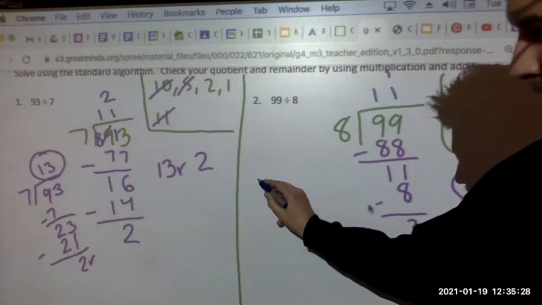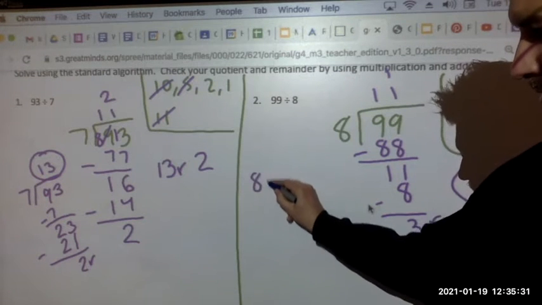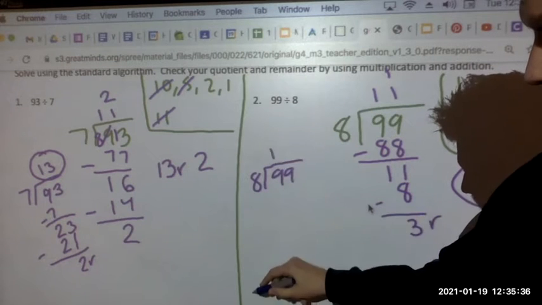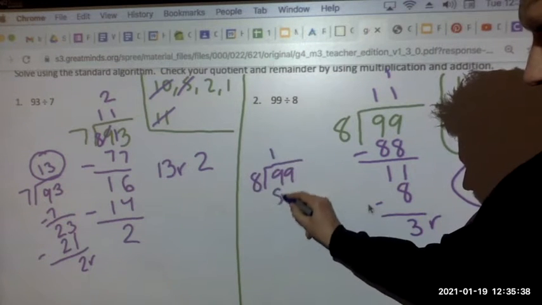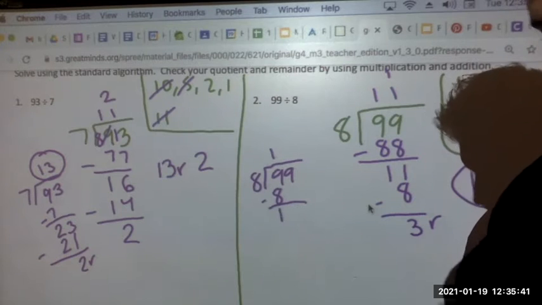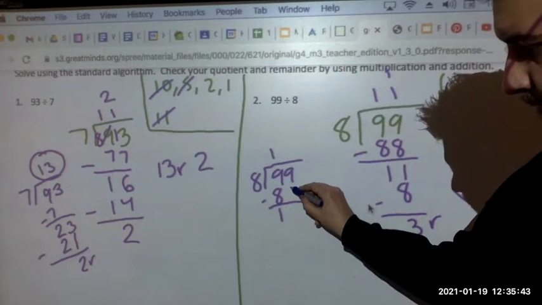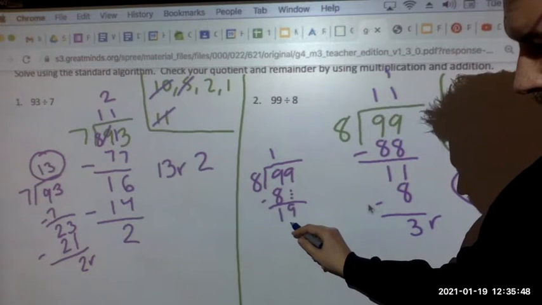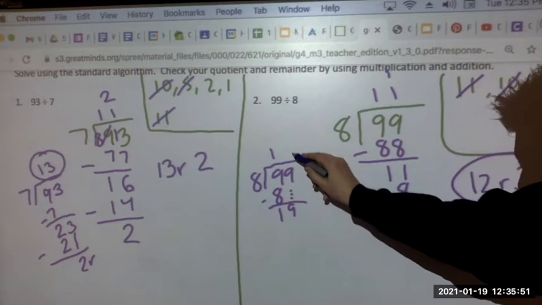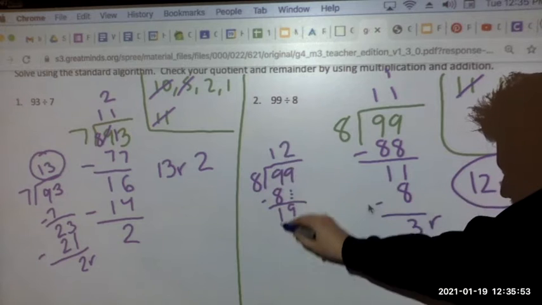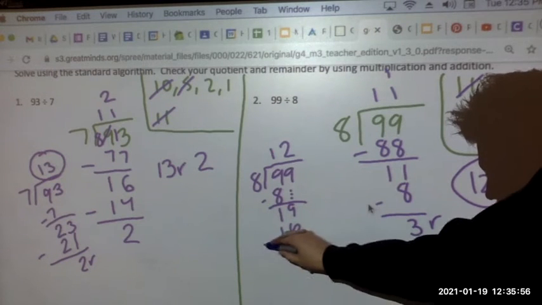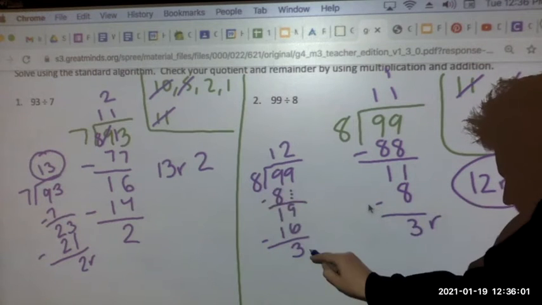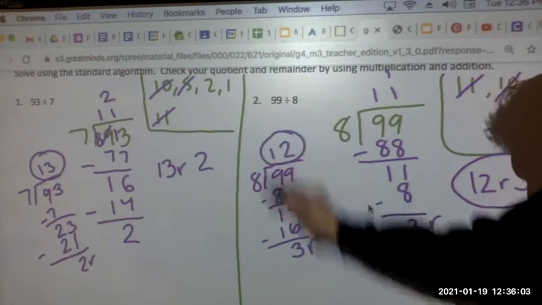I'm going to show the old school way, the long division. So 8 into 99. 8 can go into 9 one time. 8 times 1 is 8. Subtract. Get 1. Bring down your 9. 8 can go into 19 2 times. 8 times 2 is 16. Subtract. You get 3. 3 is less than 8. That's your remainder. Your answer's right there.